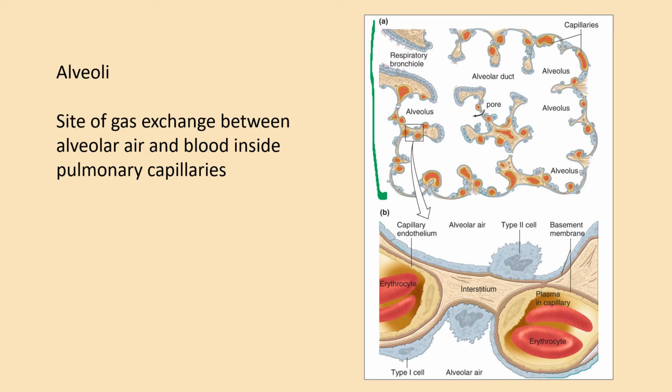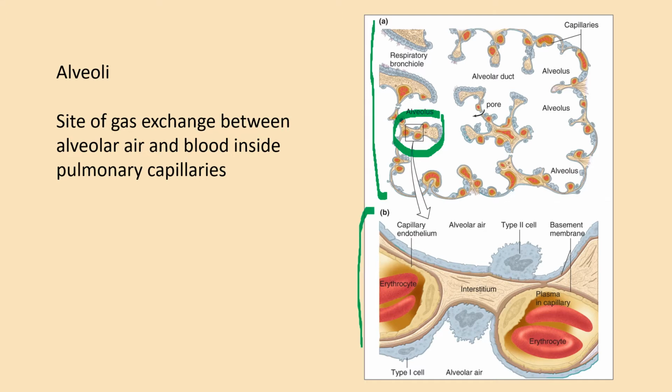So this is a slice through a cluster of alveoli, where an alveolus, singular, is one sac, and alveoli, plural, is a cluster, a group of sacs. And each of these alveoli is surrounded by pulmonary capillaries. And you remember that capillaries are the tiniest blood vessels in the body. And so we're going to take this region and blow it up down here.